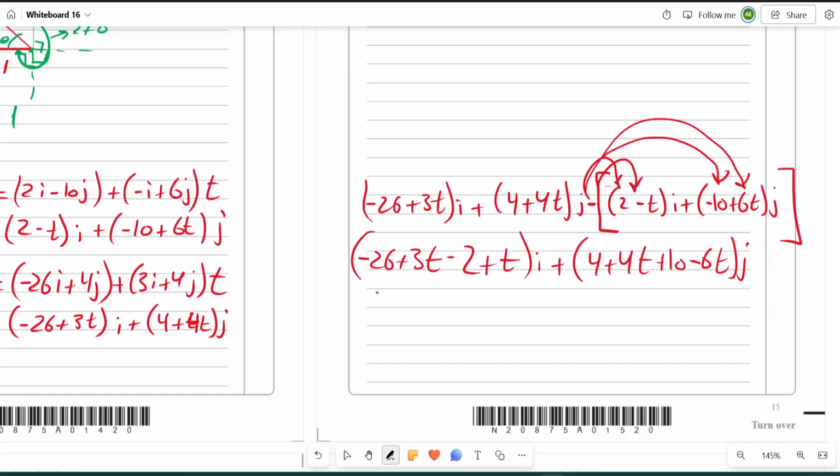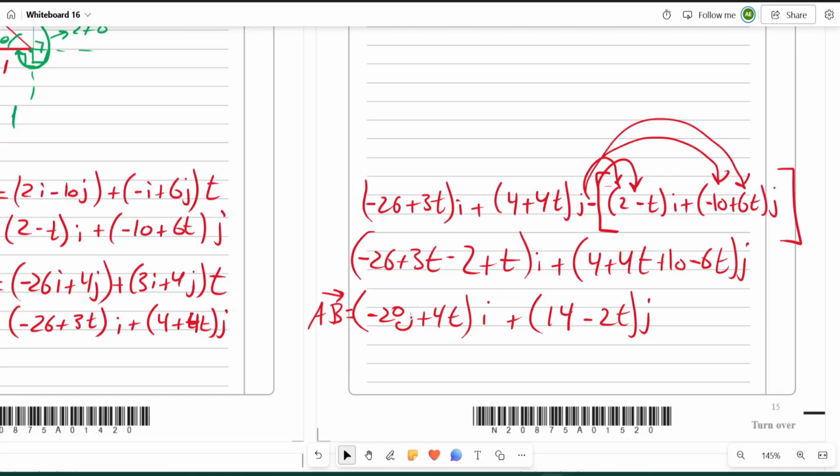So negative 26 minus 2 is minus 28, 3 plus 1 is plus 4t in the i, and plus 14, 4 minus 6 is basically minus 2t in the j. So this is basically the vector A to B. This is the vector A to B that shows the distance between A and B at any time.